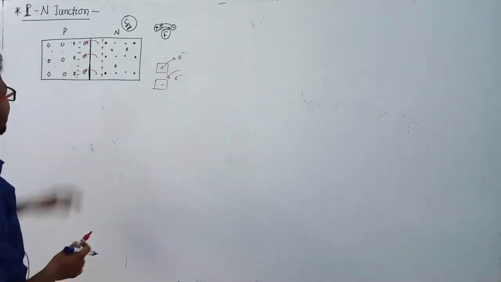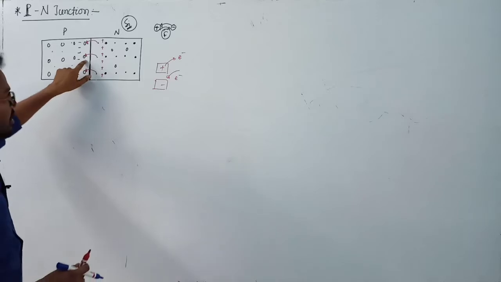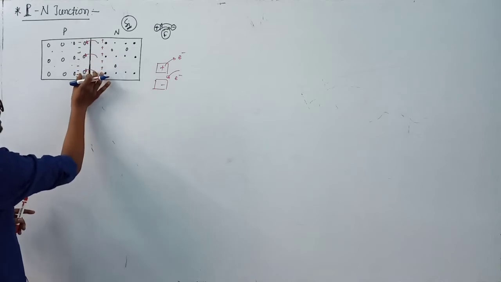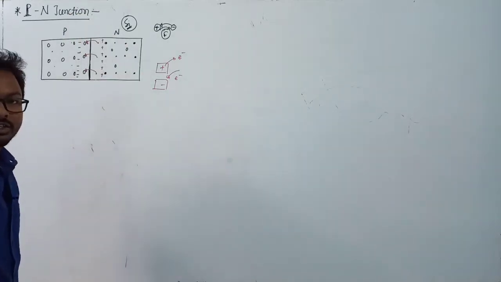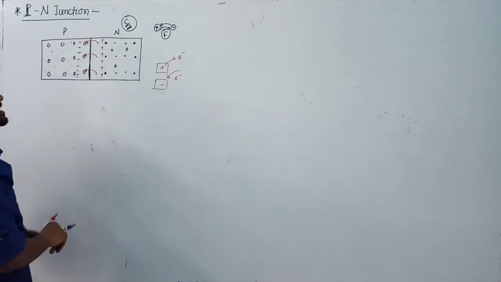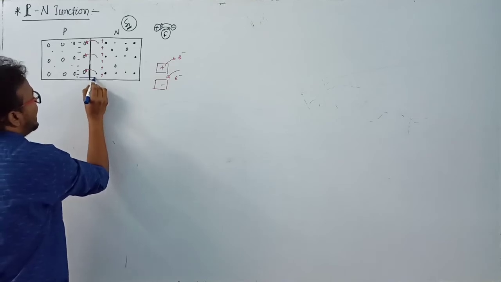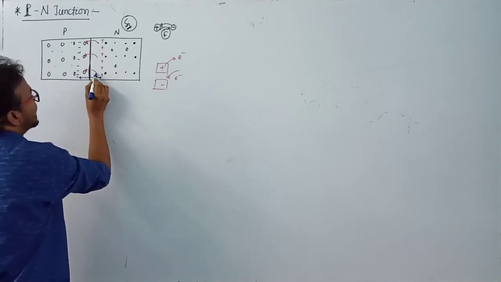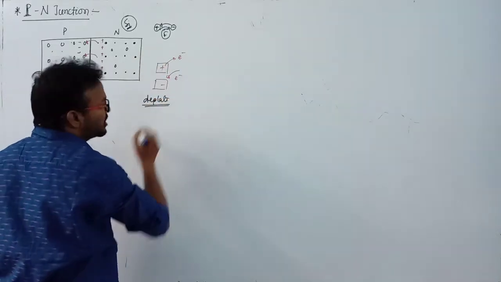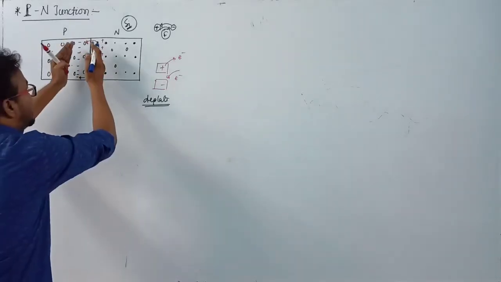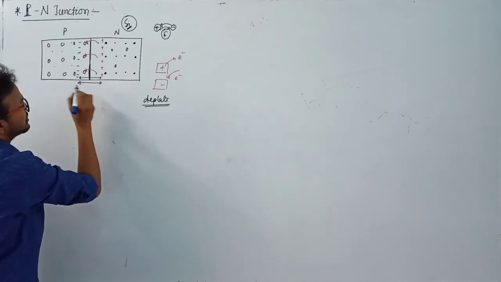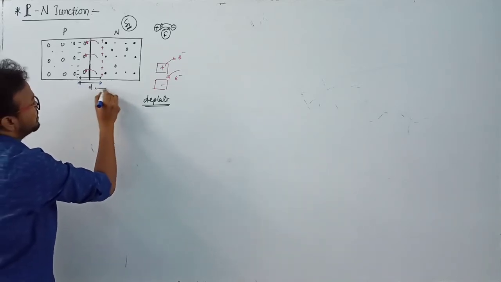Clear? Now one electron and one hole, electron hole, electron hole in this region now neutralize each other. So there is a deficiency of electrons and holes. That means in this layer all the electrons are depleted or neutralized. So this region, from this point to this point, is known as the depletion region or depletion layer.